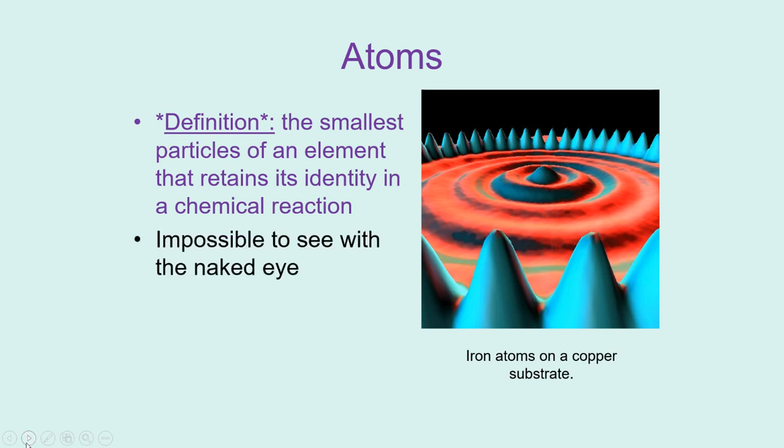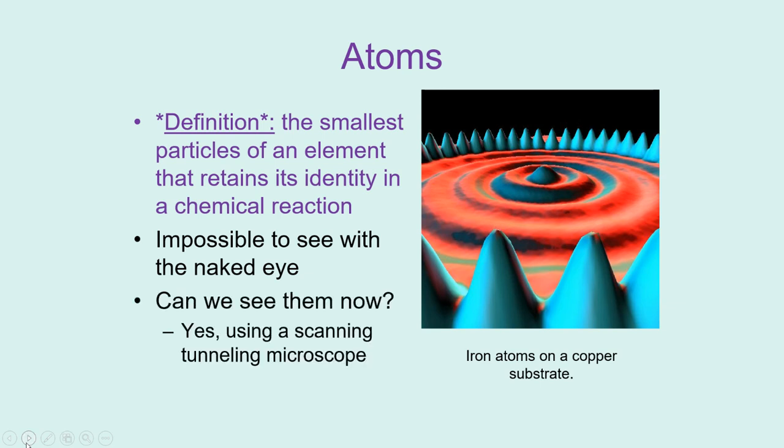Atoms are extremely, extremely tiny. They are impossible for us to see with the naked eye. However, with new technology such as scanning tunneling microscopes, we are now able to actually see atoms. Over here in the picture, these teal peaks each represent an iron atom. Now notice that we still can only really see the outer edges of the atom. We can't see inside, but we're getting there.